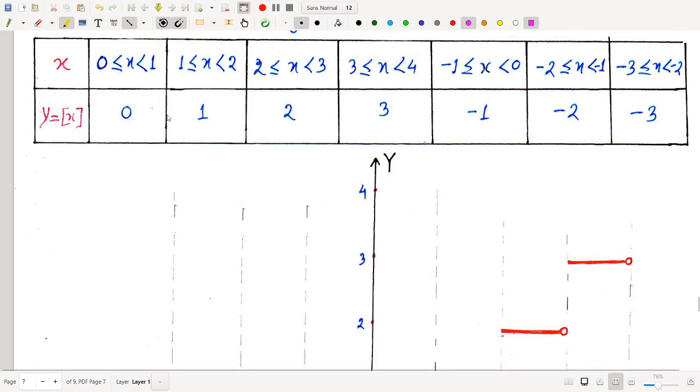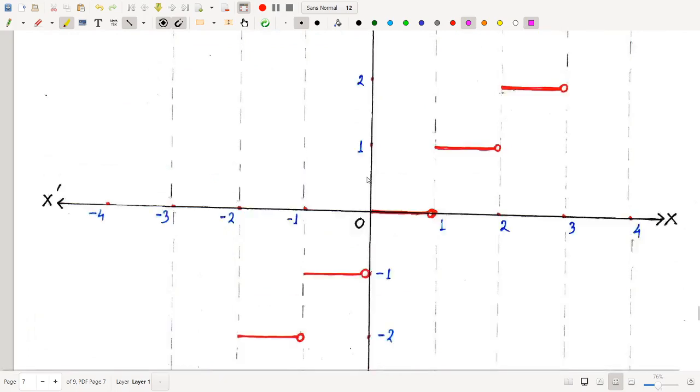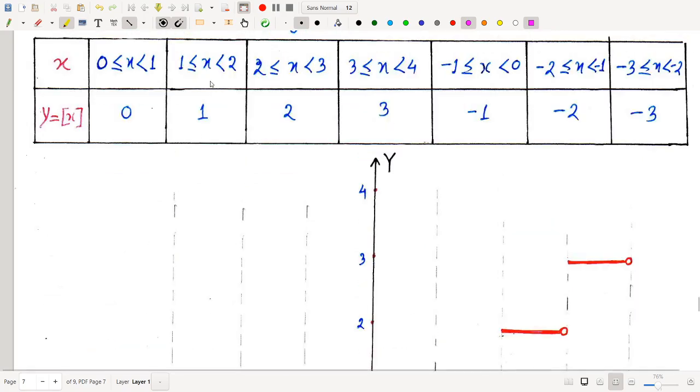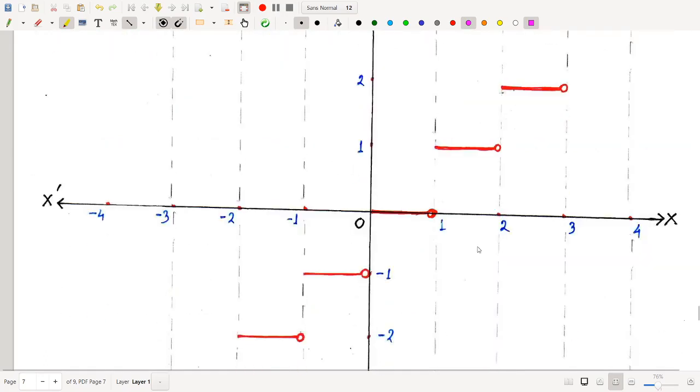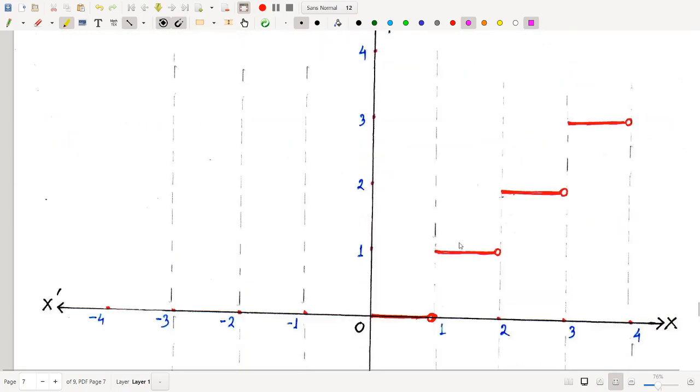So if we plot, see, when x lies between 0 and 1, excluding 1, y is always 0. So it is part of x-axis. When x lies between 1 and 2, excluding 2, the value of y is always 1. So parallel to x-axis, this part of the straight line. Similarly, when x lies between 2 and 3, y is always 2. So this is the graph. Here white circle we have given means excluding 3, here excluding 2.